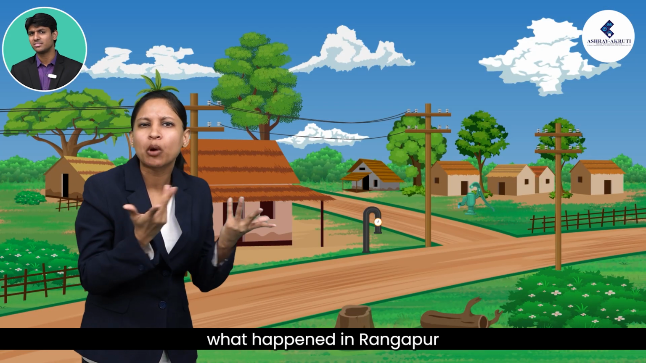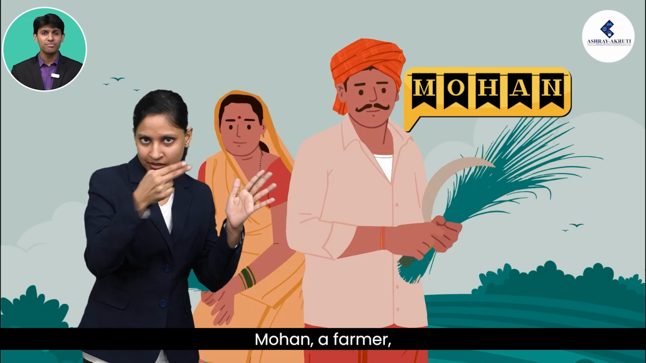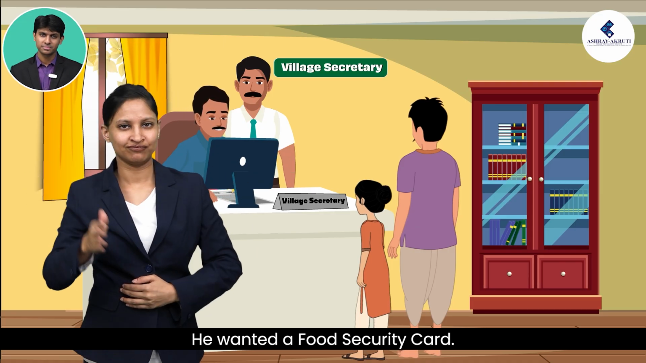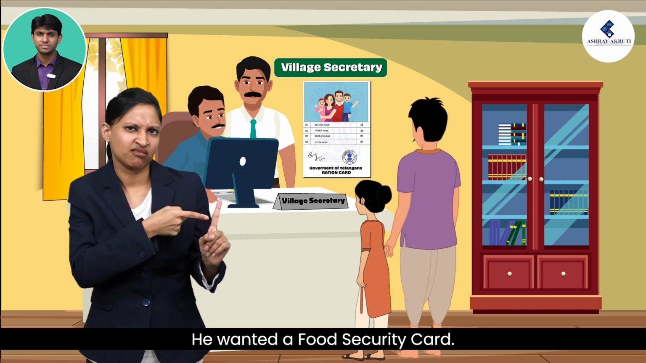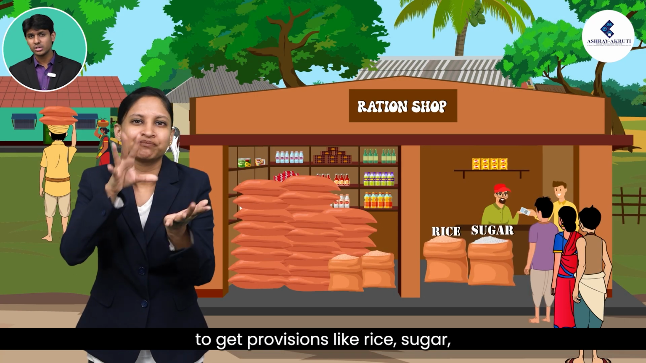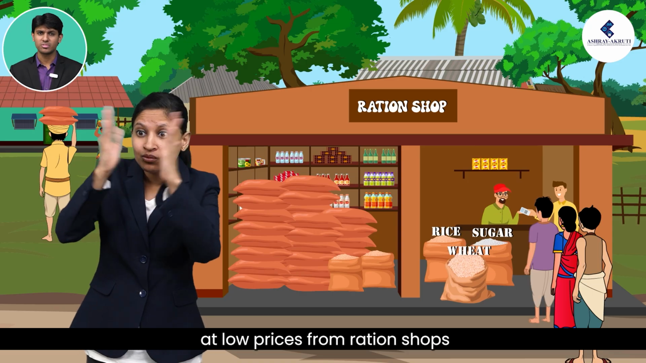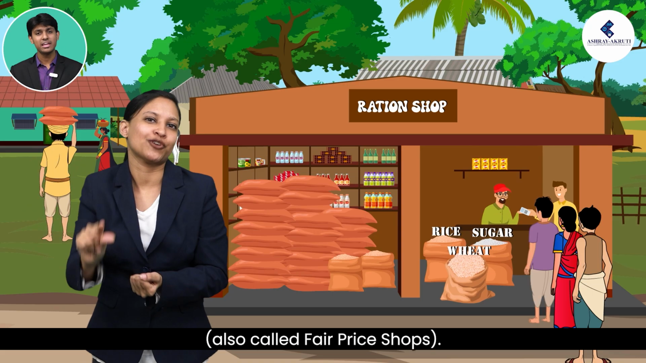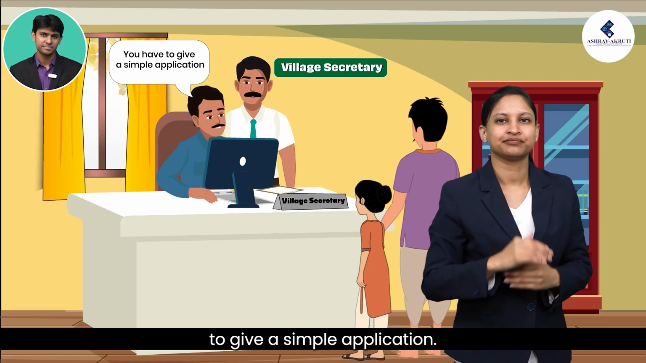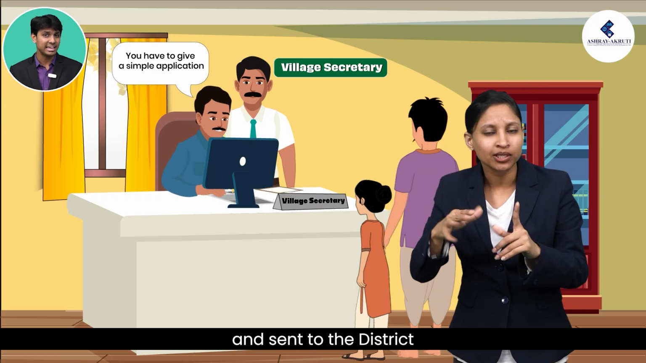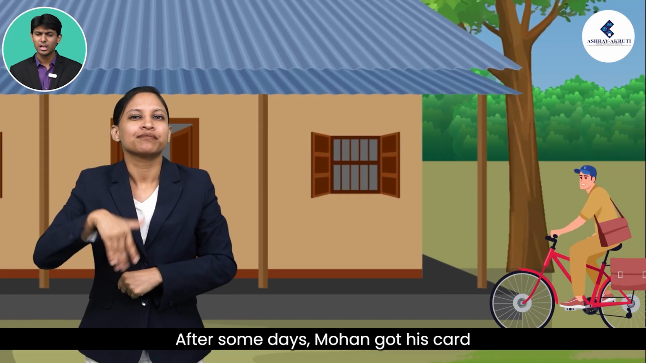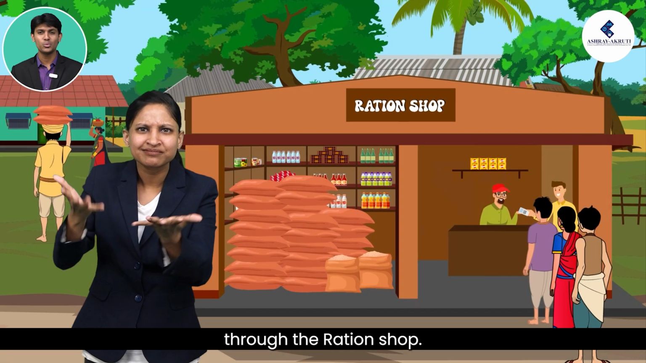Let us see what happened in Rangapur. Mohan, a farmer, went to meet the village secretary with his daughter Aruna. He wanted a food security card. This card helps poor families to get provisions like rice, sugar, and wheat at low prices from ration shops, also called fair price shops. The village secretary asked Mohan to give a simple application. Then, his details were checked online and sent to the district civil supplies officer. After some days, Mohan got his card and started getting rice and wheat through the ration shop.